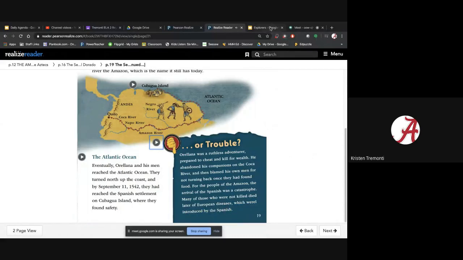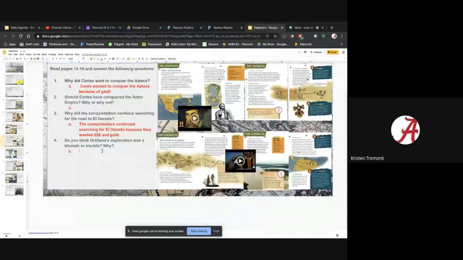Okay, so lots of information to consider. But on number 4, which is our last question for these slides, you have to answer if you think Orellana's exploration was a triumph or a trouble and why. And the thing I like is you can always refer back to these blue sections here to decide whether you believe this was a triumph and support it with evidence or a trouble and support it with evidence. There's also a video here that you can watch to help you with questions 3 and 4, just like you can watch the video of Hernan Cortez to help you with questions 1 and 2.